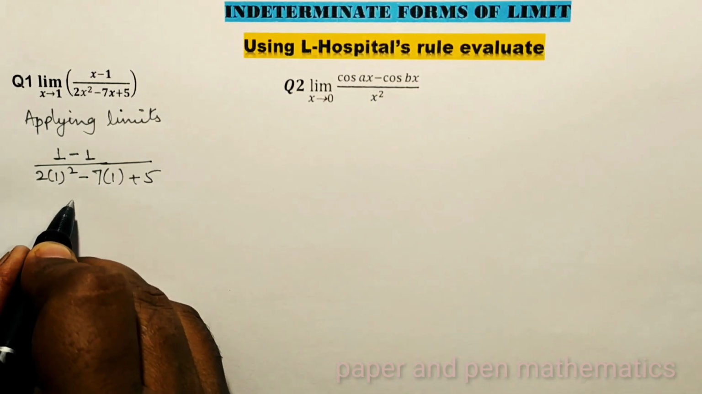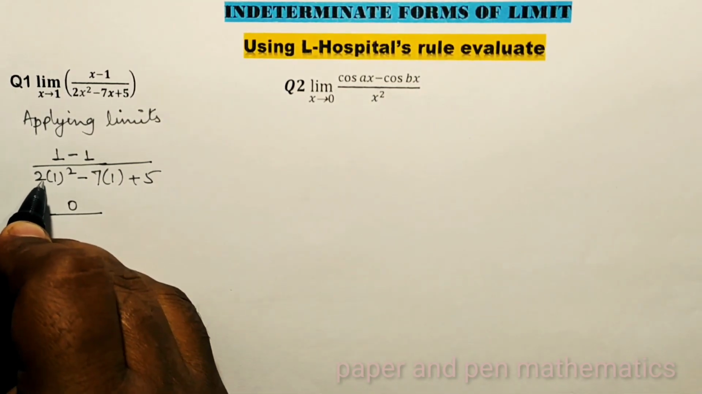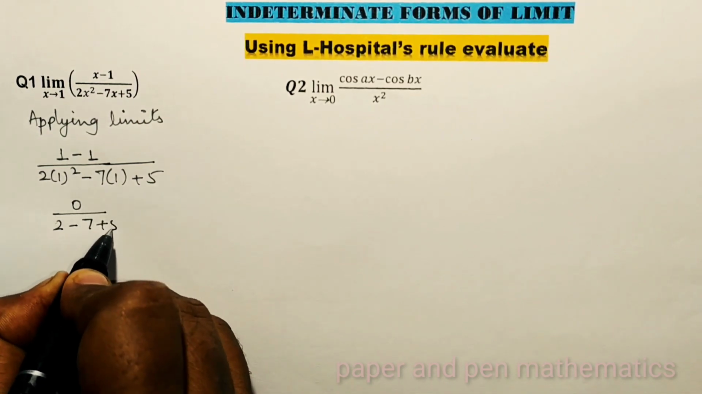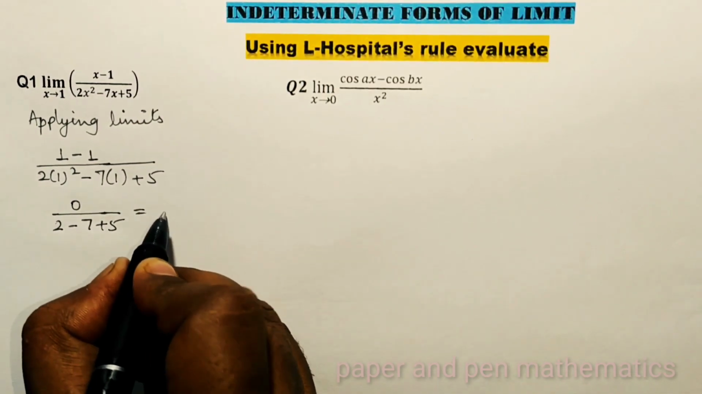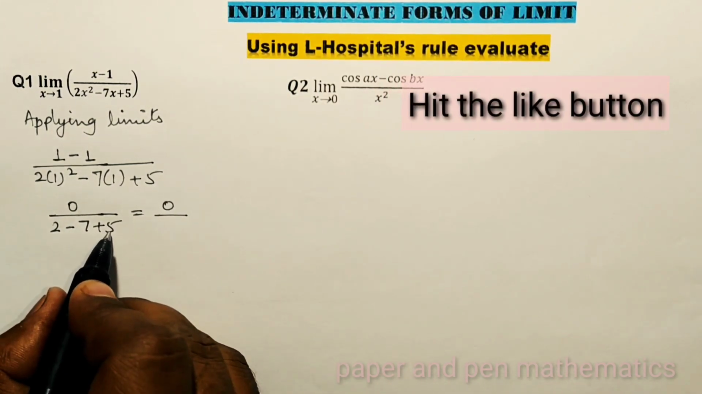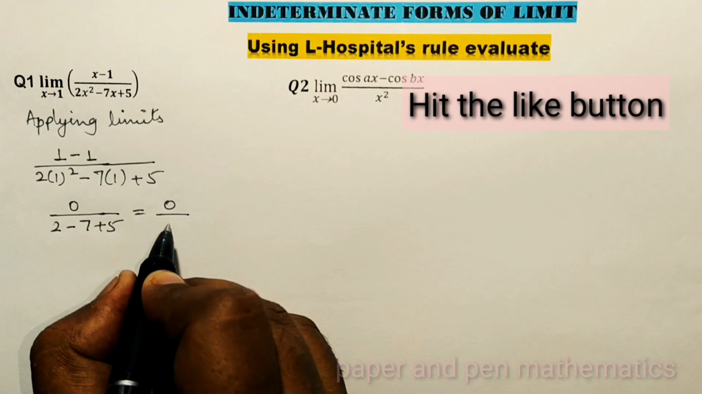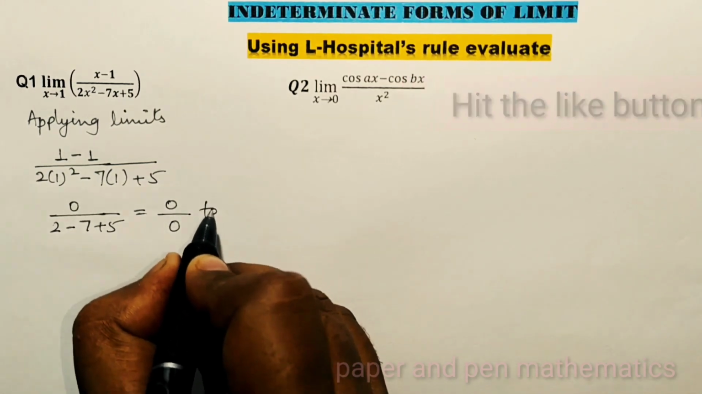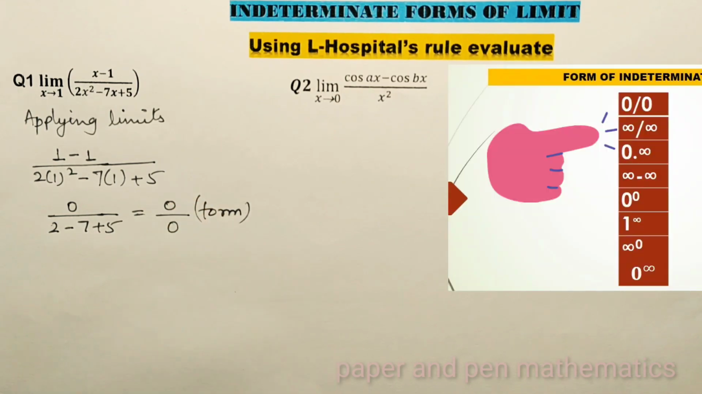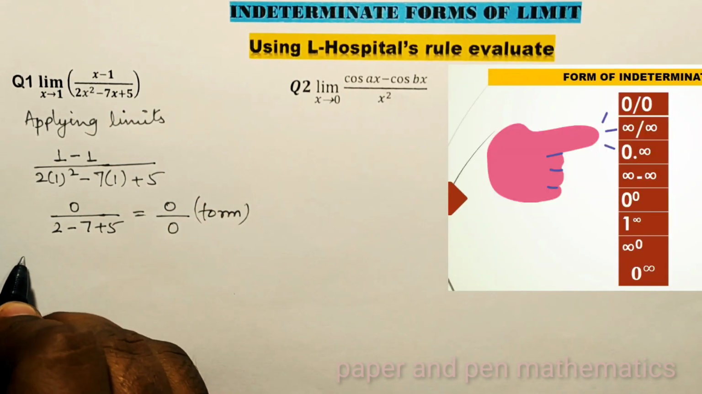Now 1 minus 1 is 0, whole divided by 2 into square of 1 will be 2, minus 7 into 1 is 7, plus 5. So you will get 0 whole divided by 2 minus 7 will give you minus 5, and plus 5 will give you 0 back. So 0 by 0 is the form. So this is an indeterminate form, so we have to apply L'Hospital's rule.